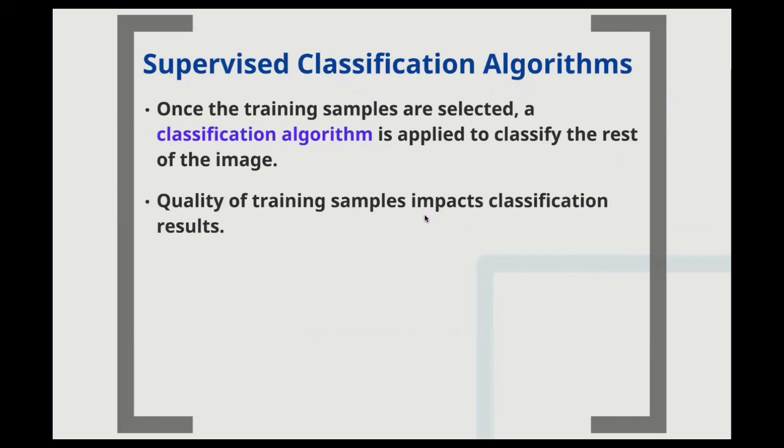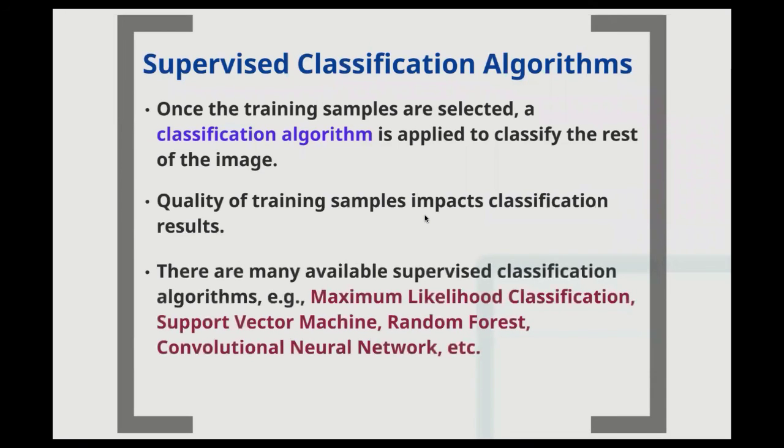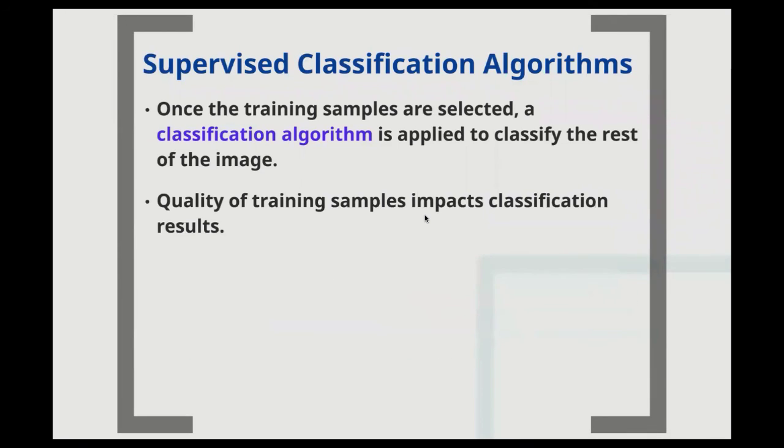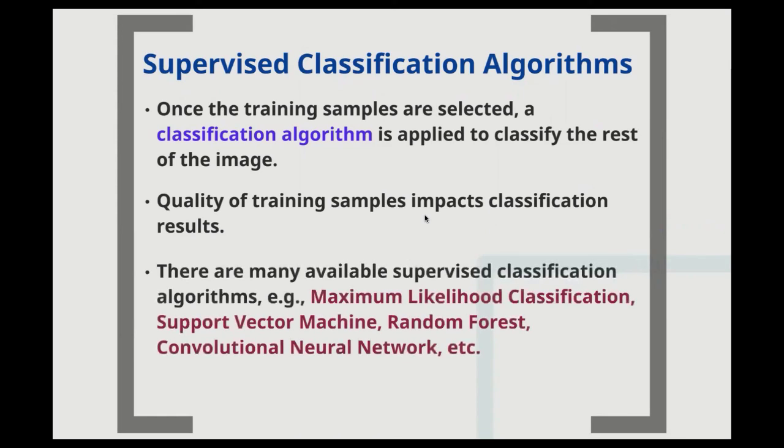They learn, okay, here is what forest pixels are like, and here is what water pixels are like, what building pixels are like, and they will apply the classification algorithm to learn from your training samples to run the classification. So apparently the quality of your training samples matters because, once again, bad data in, bad data out.